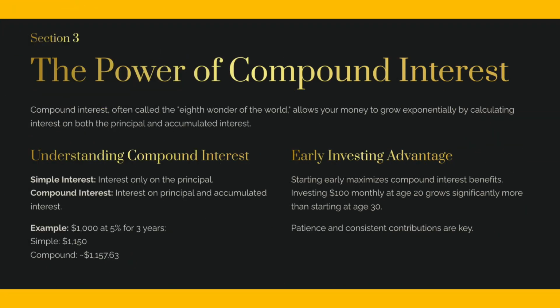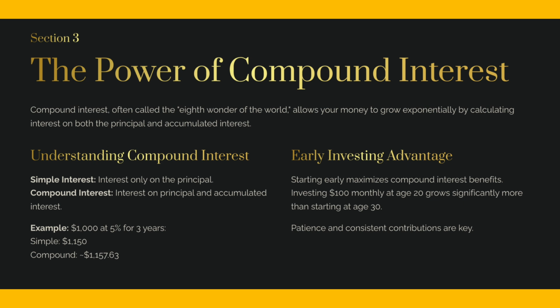Section 3. The power of compound interest. Compound interest is often called the eighth wonder of the world. It allows your money to grow exponentially over time. 3.1 Understanding compound interest. Simple interest: interest calculated only on the principal. Compound interest: interest calculated on the principal and accumulated interest.